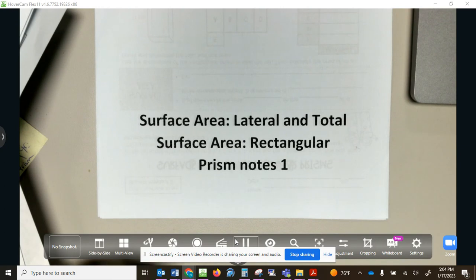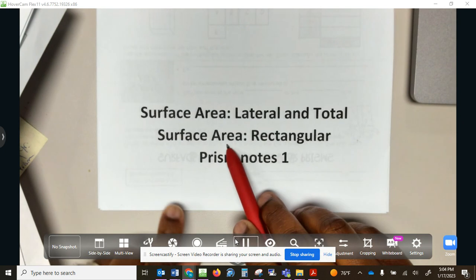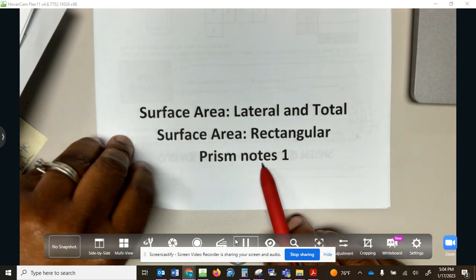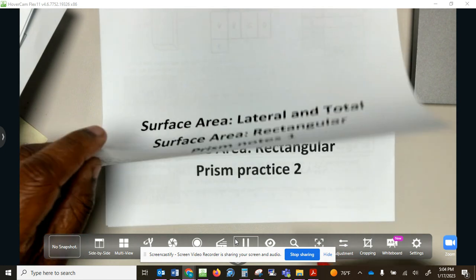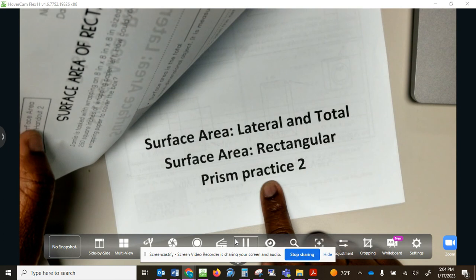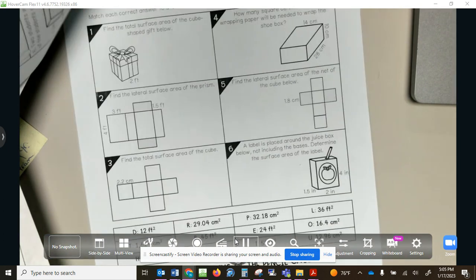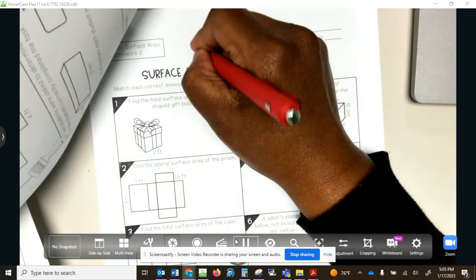All right, so today we're going to talk about surface area, lateral and total surface area of rectangular prisms. So what you'll notice here in your packet is that there's going to be 2 pages of notes. It's going to be one for notes and one is going to be practice that goes in our notebook. After that, then you have a page that you will work on your own, which is your homework page.